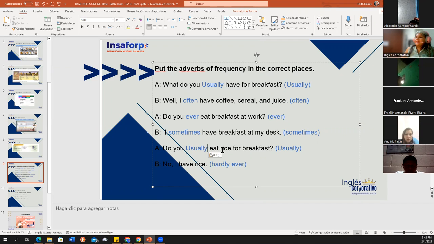Do you usually eat rice for breakfast? And no? I no. Hardly ever have rice. I hardly ever have rice. Okay, good. Very good. You already learned how to place the adverb frequency in a sentence and also in a question. Okay, very good. Ya no les va a costar hacer la plataforma.